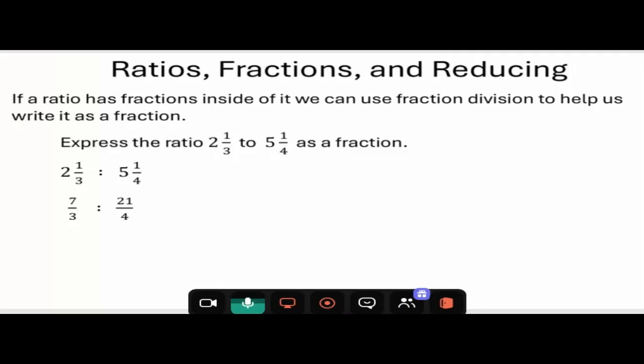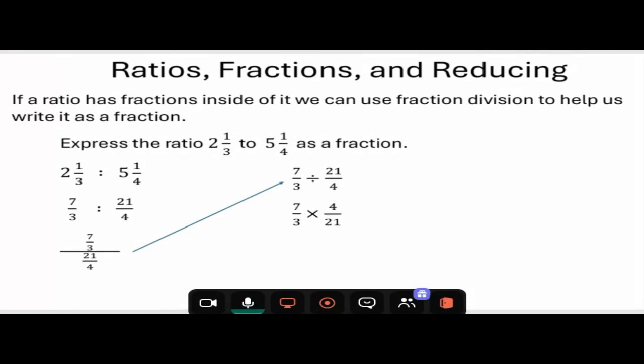And now when I decide to write that as a fraction, that will become 7/3 on the top and 21/4 on the bottom. Again, don't panic. You know how to do this. What do we do when we have one fraction divided by another fraction? We remember that division of a fraction is multiplication by the reciprocal. So we turn the divided sign to a times sign, and we flip the second fraction. Okay, so when you see this ugly looking thing here, don't worry, you know exactly what to do. Turn them into improper fractions, write the ratio as a fraction, and then do your fraction division rule.